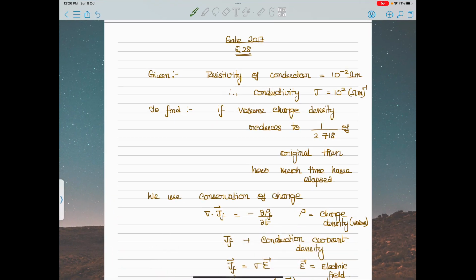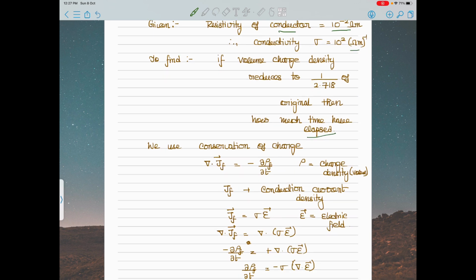Okay, so it is given that resistivity of the conductor is 10 to the power minus 2 ohm meter. Therefore conductivity sigma is just the reciprocal of the resistivity, that is 10 to the power 2 Siemens per meter. Now to find: if volume charge density reduces to 1 upon 2.718 of its original, then how much time has elapsed? This is what we need to find.